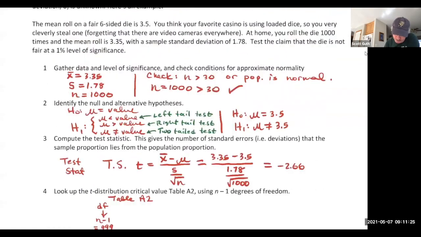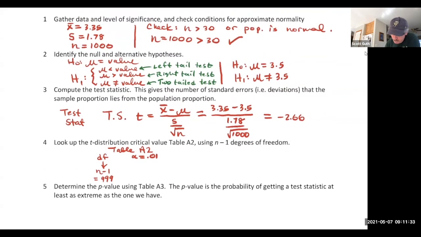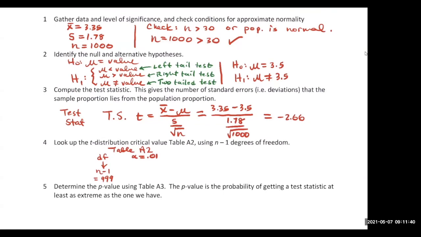What's our alpha? 1%. Okay, so our alpha is 0.01. Is this a right tail, left tail, or a two tail test, you guys? Two. Yeah, it's a two tail test.